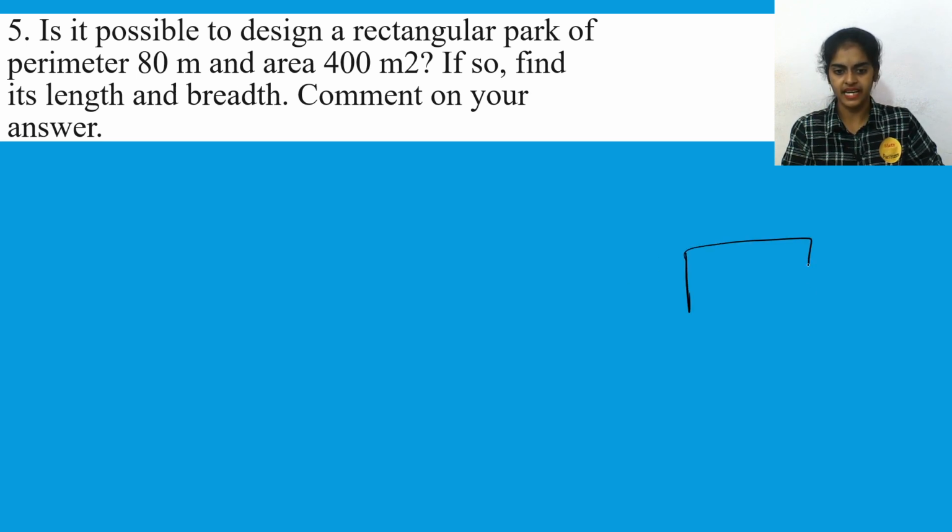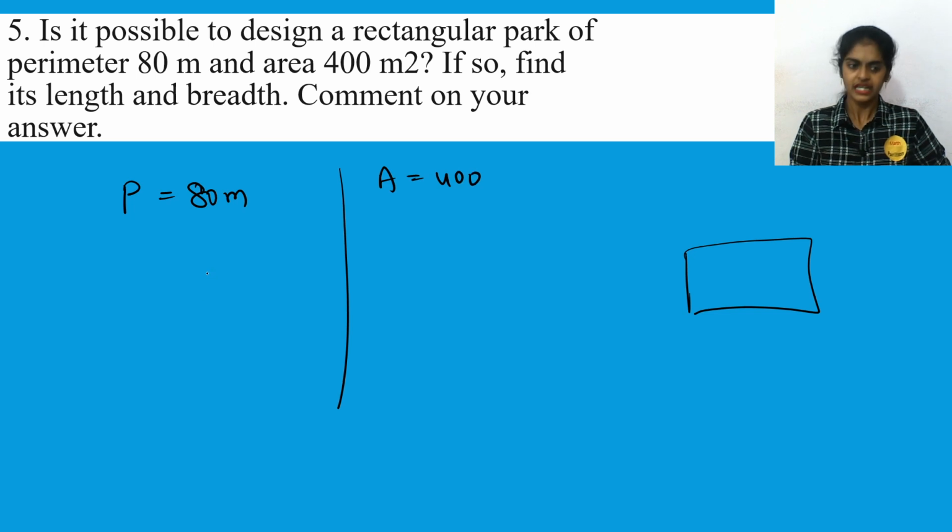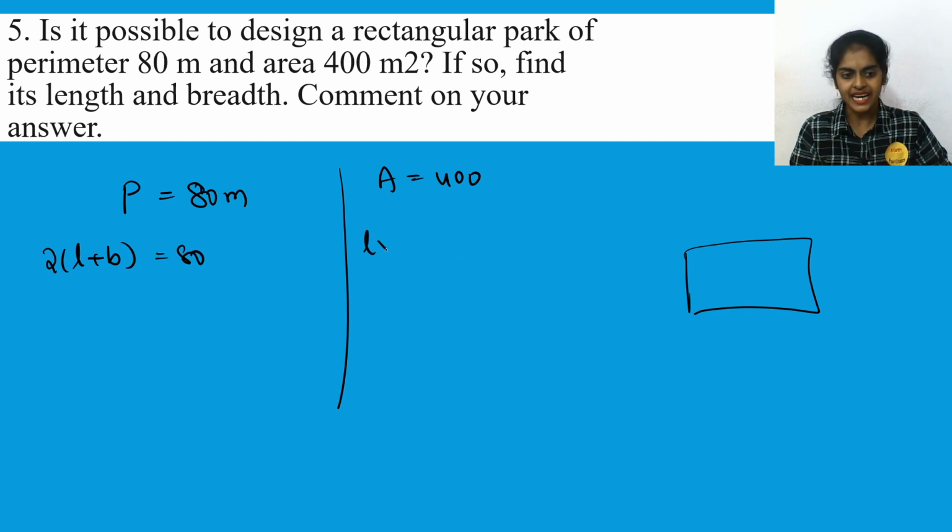So you have a rectangular park whose perimeter is given as 80 meter and area is given as 400 meter square. Is it possible? So perimeter is nothing but 2 into (L plus B). This is given as 80 meter. Perimeter of rectangle is 2 times length plus breadth. Area is length into breadth. This is given as 400.